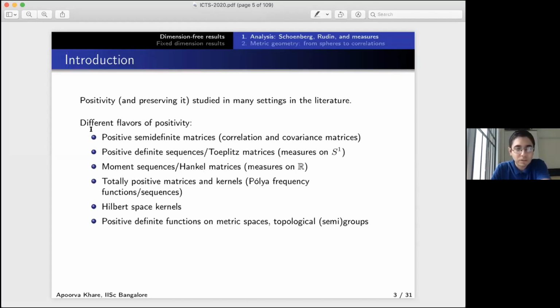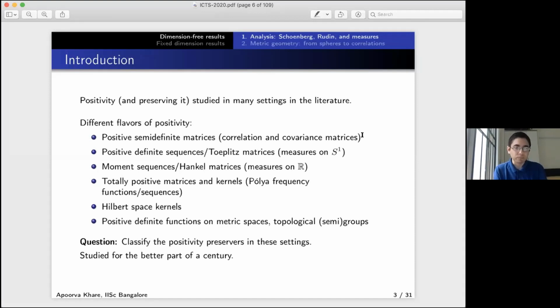But anyway, in other areas of analysis, if you will, here are some examples. There are Toeplitz matrices, which come from measures on the torus, on the circle, in fact, and Hankel matrices, which come from measures on the line. There are totally positive matrices and kernels, as I said. A very distinguished class of such kernels are the Polya frequency functions. You can also have kernels on Z cross Z, where Z is the integers. That's Polya frequency sequences, Hilbert space kernels, and so on. And of course, maybe the first one is the most ubiquitous in today's big data era. You see positive semi-definite matrices all over applications because of correlation and covariance matrices.